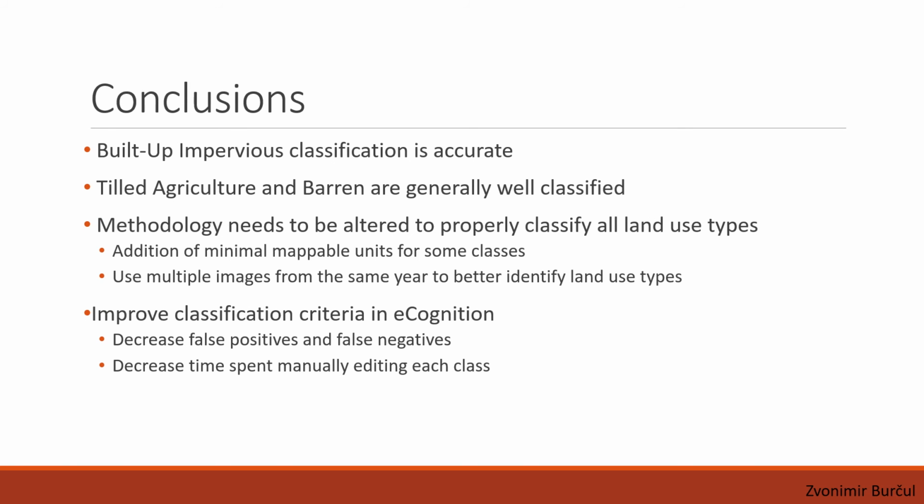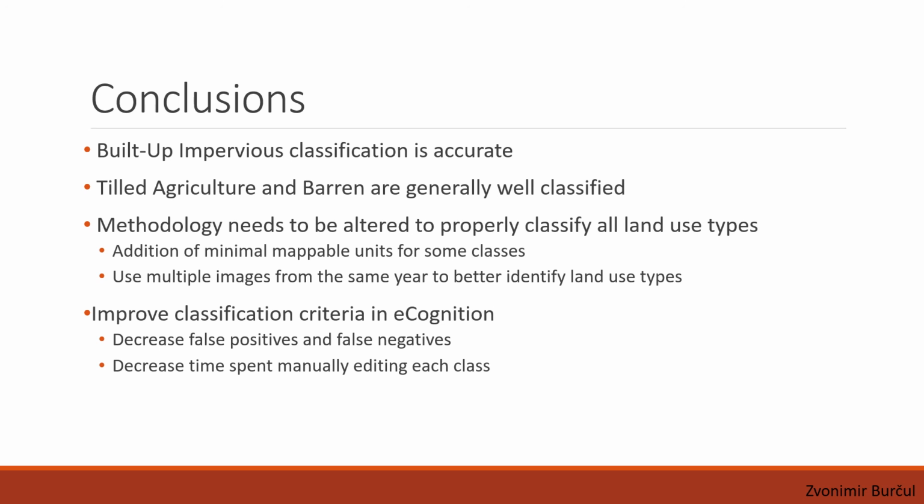Conclusions. The built-up impervious classification was the most accurately classified land use type, meaning that in the 2020 classification, it too would be very accurate. Tilled agriculture and barren land were also generally well classified. Overall, the methodology needs to be altered to properly classify all land use types.